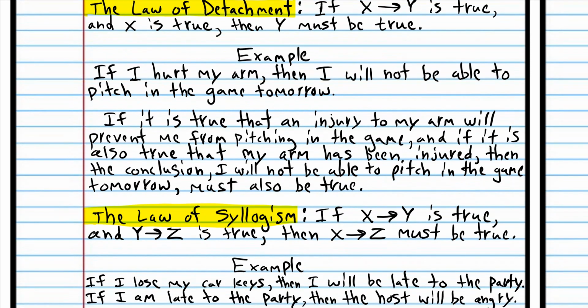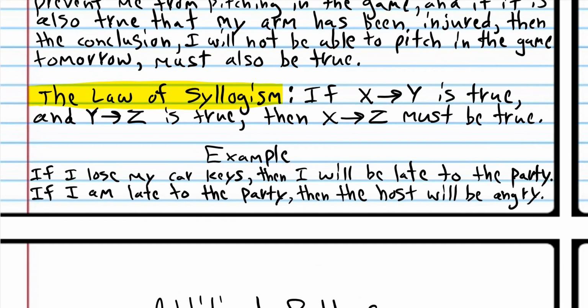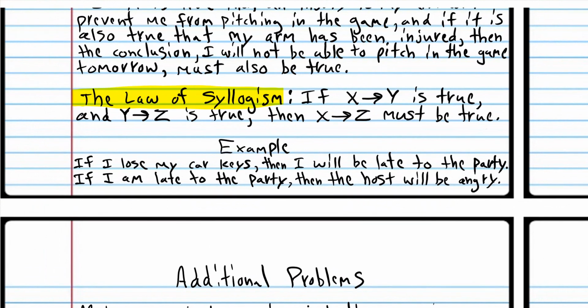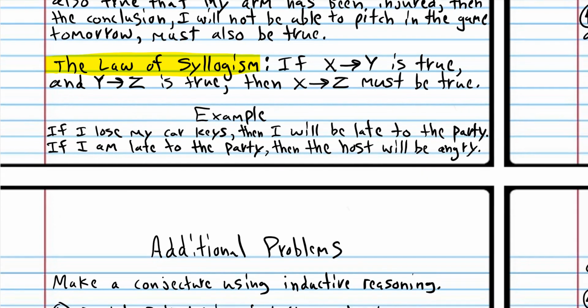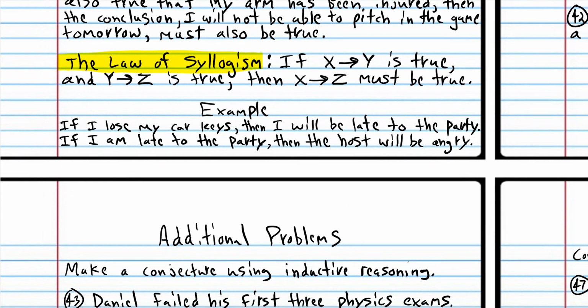All right, so now we're going to go to the law of syllogism. The law of syllogism, in my opinion, is a little easier to understand. If x then y is true, and y then z is true, then x then z is true. Now that sounded kind of complicated, but when you see an example, you'll see it's actually pretty easy. So here's an example of the law of syllogism. If I lose my car keys, then I will be late to the party. If I'm late to the party, then the host will be angry. We use this type of logic all the time.